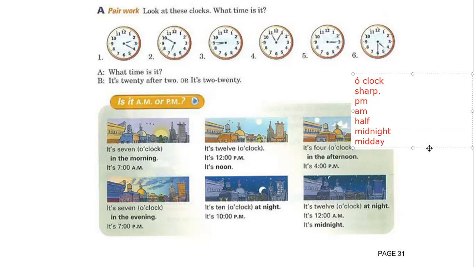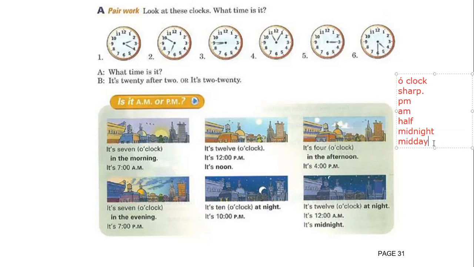Pero eso de midnight y midday solo sería para las 12 de la medianoche y las 12 del mediodía. Exactly. For example, you want to say el evento es a las 12 del mediodía. It's at 12 midday. Del día, ¿verdad? Y de la noche sería 12 midnight. Exactly. Just those. Okay, any other questions so far?